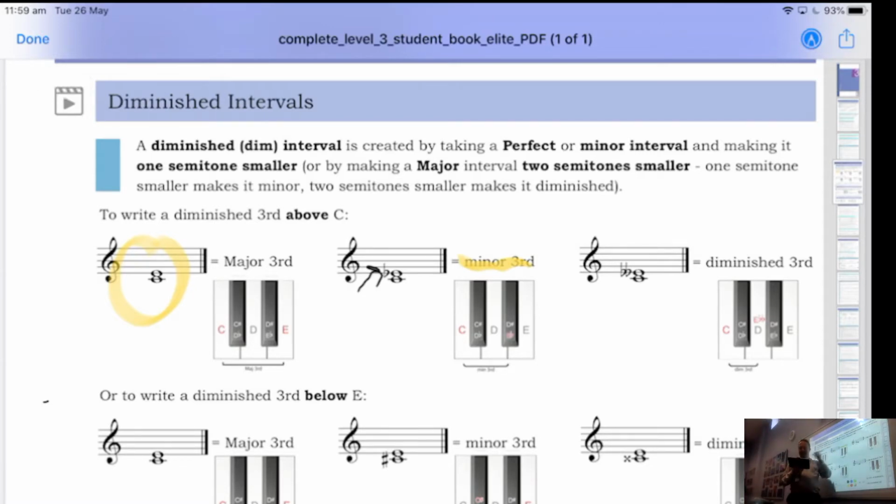What is that sign right there? Anyone know what it's called? We've seen it before. Which sign is that? Double flat. This one right here, the one that I've just put in. Yep. So that is a double flat. Cool. There's your double flat.